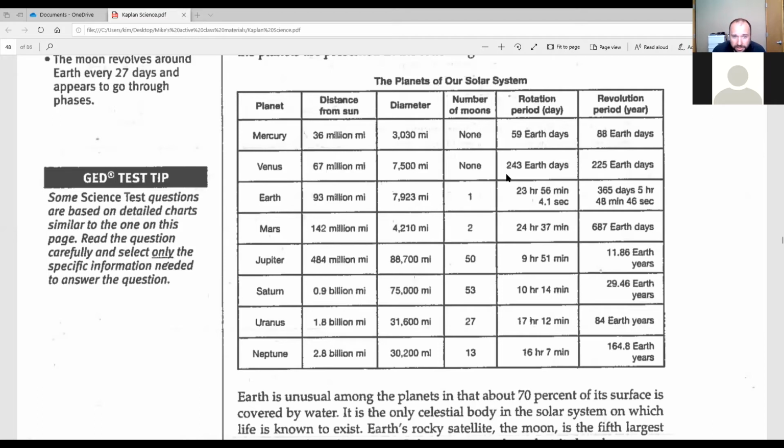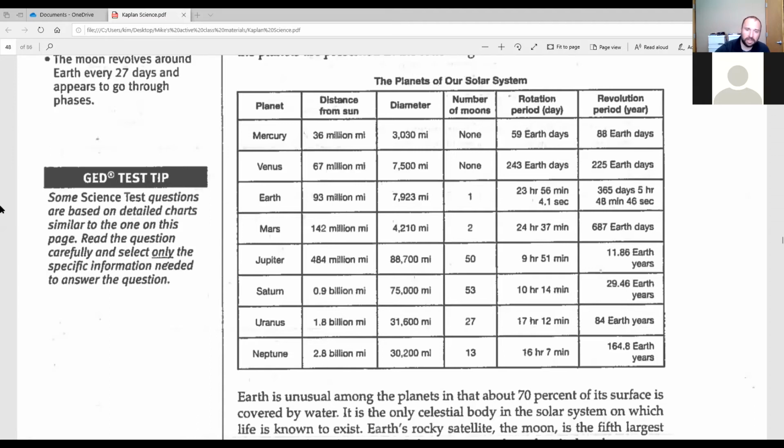We went over Earth. Mars, 142 million miles away, so even further from the sun than Earth, 4,210 miles across, so much smaller, almost half the size of Earth. Mars has 2 moons. A rotation period, or a day on Mars, is almost exactly the same, 24 hours, 37 minutes, so very similar to the day we experience on Earth. But its year is 687 Earth days, which means, obviously, it's a longer period of time than the year on Earth.